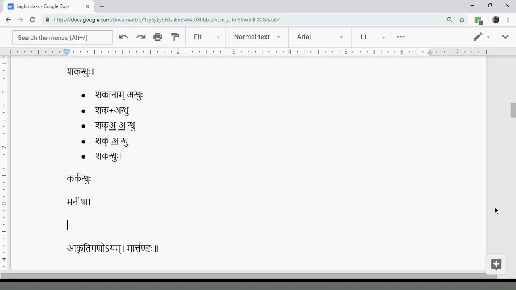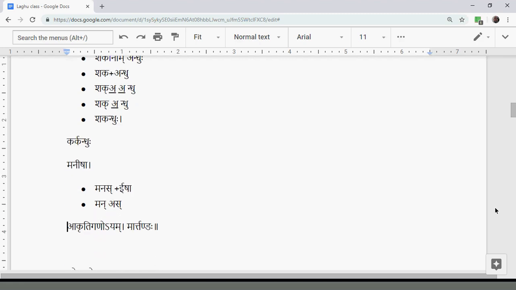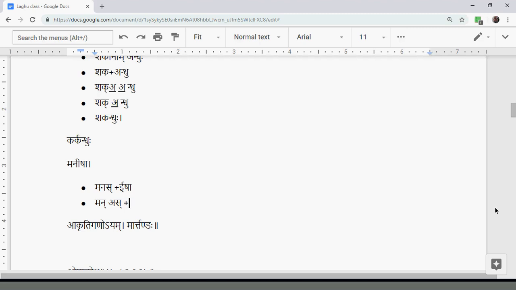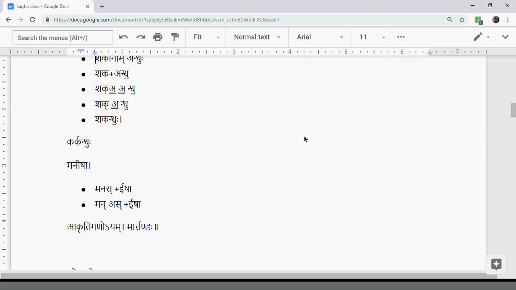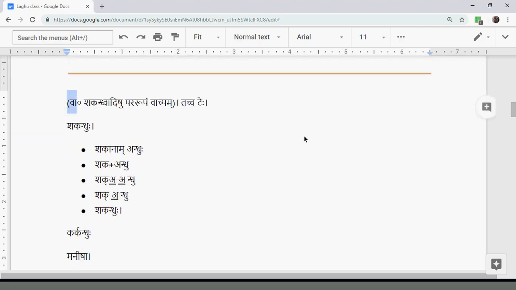Manisha. Manisha is what? Manisha is Manas. That's why we looked at the Manas example. Manas and Isha. What will you get? Man, us, isha. Now, you look at the Vartika. The Vartika says what? Shakandvadishu. Shakandu adi, Esham te Shakandvadi. Shakandvadishu Pararupam Vachyam.